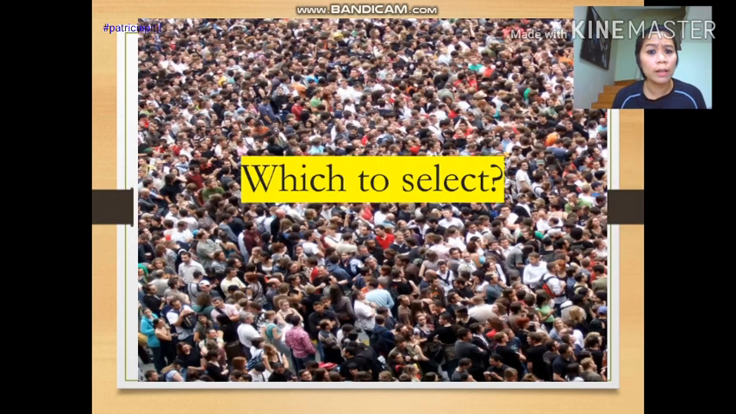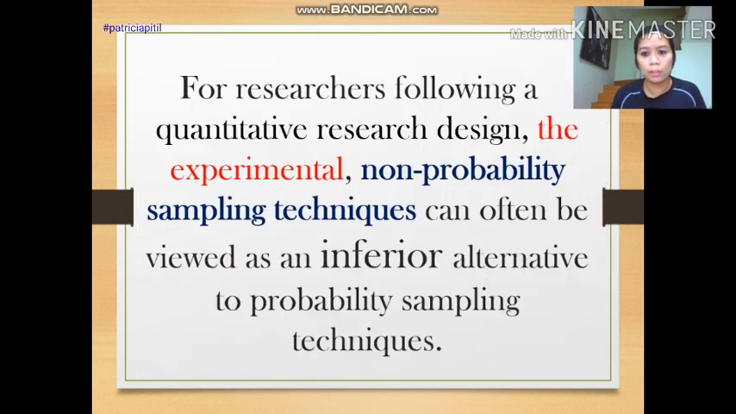Okay. Alright, ladies and gentlemen, sports scientists wish to select. Okay, you have to read which one is more related to yours. Is it probability or non-probability? For researchers who follow a quantitative, experimental approach, non-probability sampling technique can be viewed as inferior. So non-probability meaning that you have characteristics. If it is non-experimental, probability sampling is more inferior. So write and choose which one is yours.